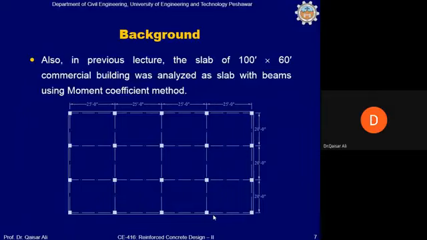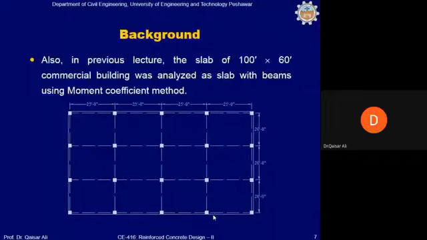In this system there were beams, so beams were included. Beams were running on the column center lines. If beams are removed from the system, the system can still be analyzed and designed, but then the system will be a slab without beams, which can be provided or not.